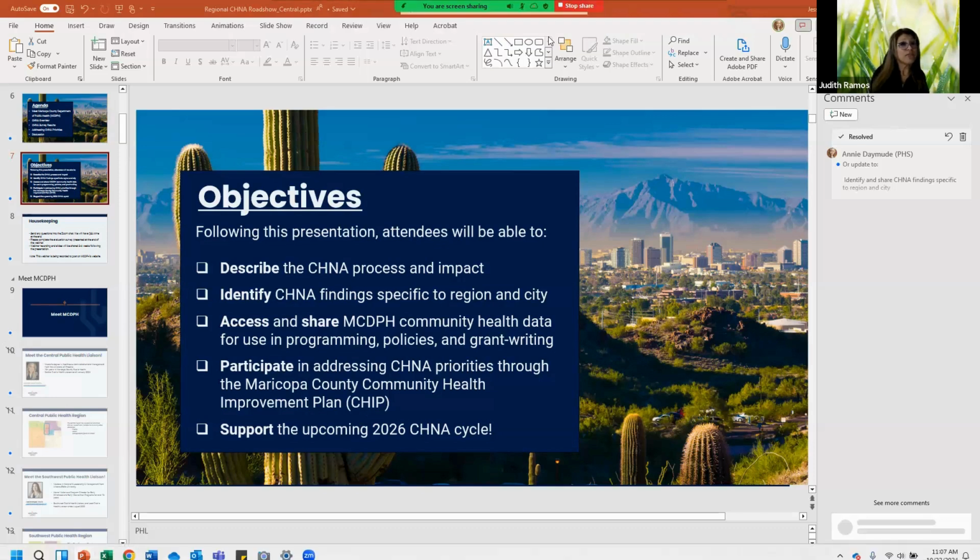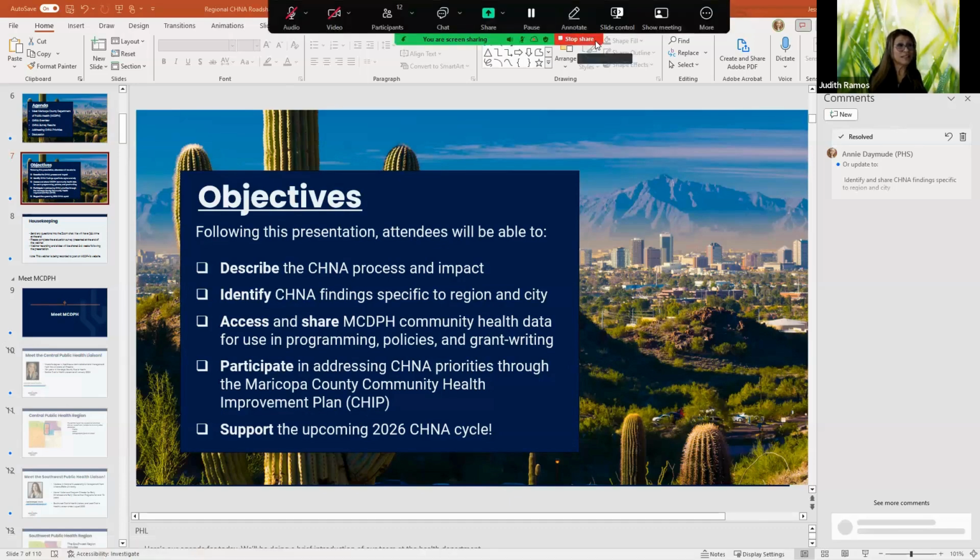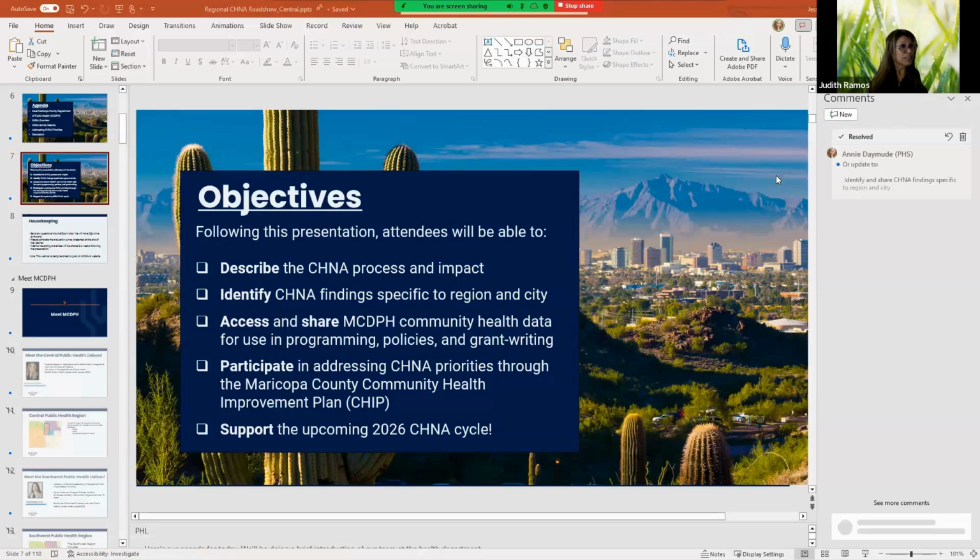We are now on the Southeast Public Health Liaison slide, which is the next one, I believe. Whenever you get to it.